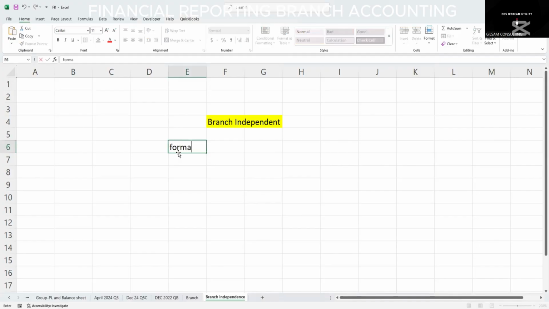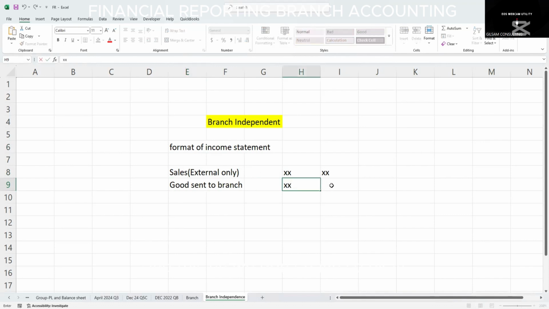Format of income statement. The format of income statement, which we have sales in brackets, external only, then we'll have goods sent to branch, and this we don't have.